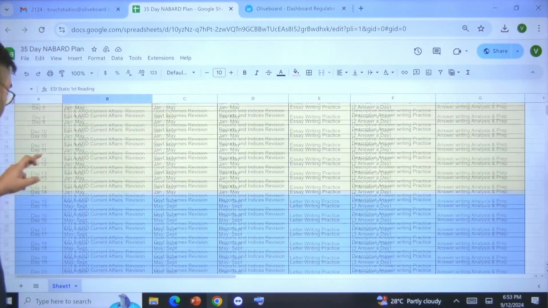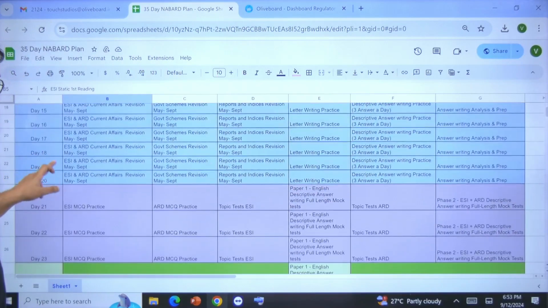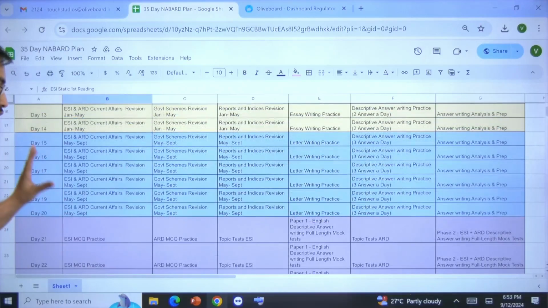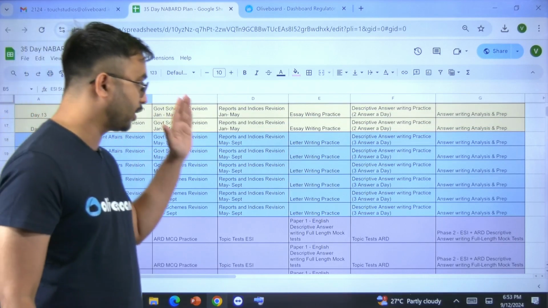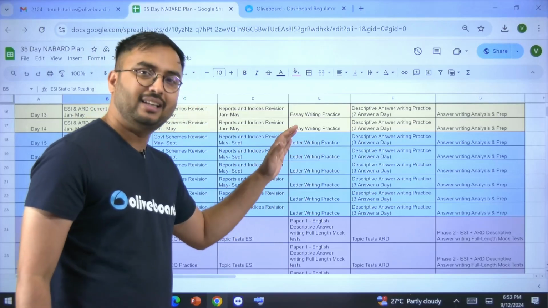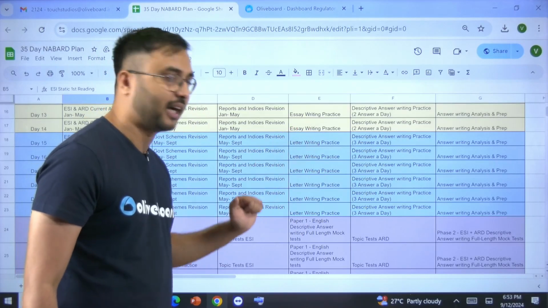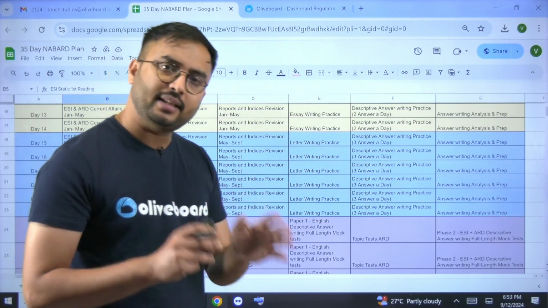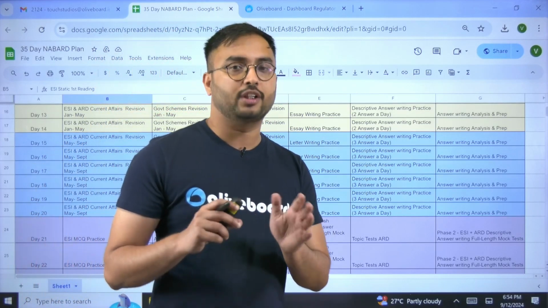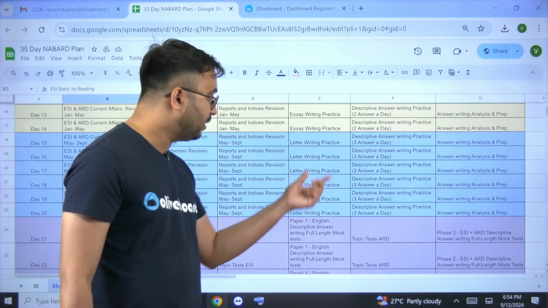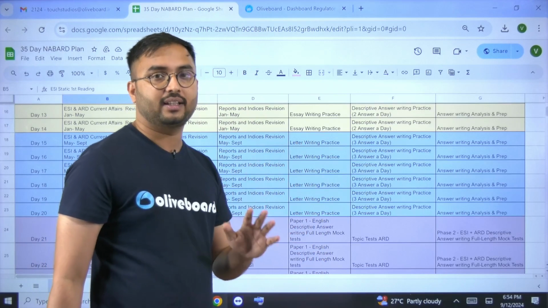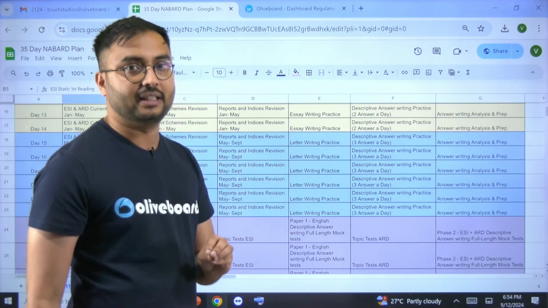that is in the evening. Similarly, the third week which we are looking at here, blue colored, we will finish the remaining portion of current affairs, that is May to September for ARD ESI current affairs, for government schemes, for reports, and here we will do letter writing practice as well as Pressy practice. Remember guys, letter writing and Pressy also have 30 marks. That's why I tell students do not take letter writing and Pressy lightly.